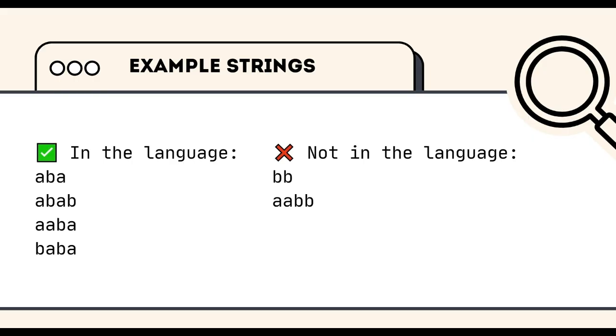Here are some examples. We have ABA, ABAB, AABA, and BABA, which are all in our language because they contain ABA. Meanwhile, BB and AABB are not in our language because they lack the ABA pattern.